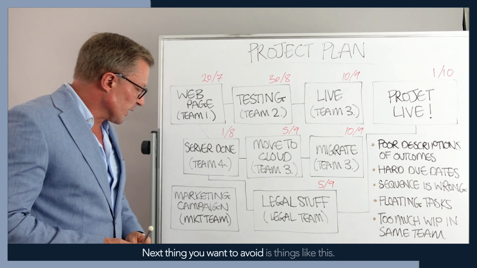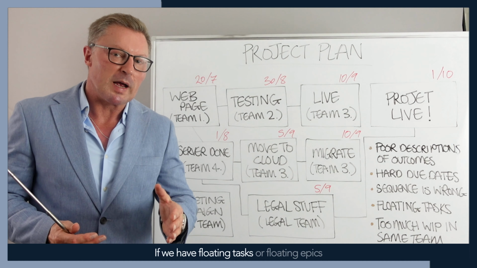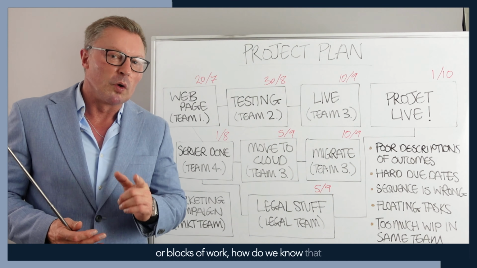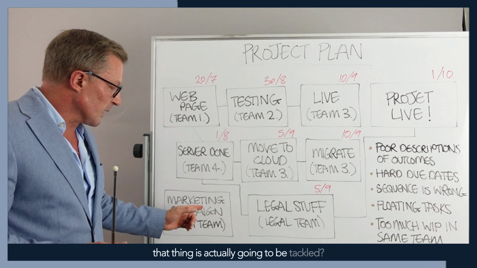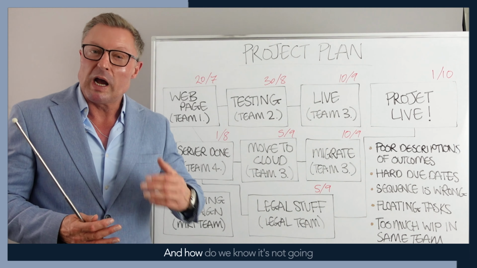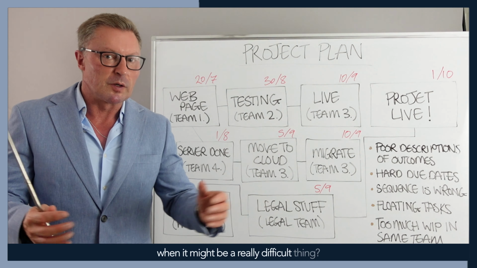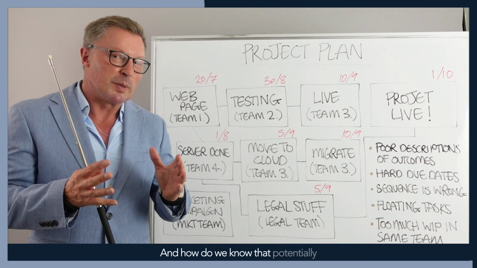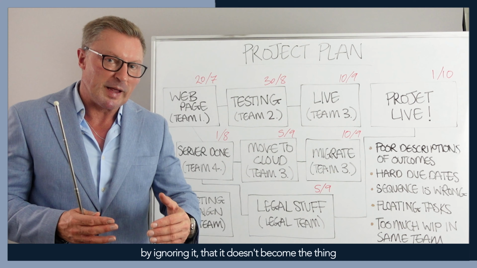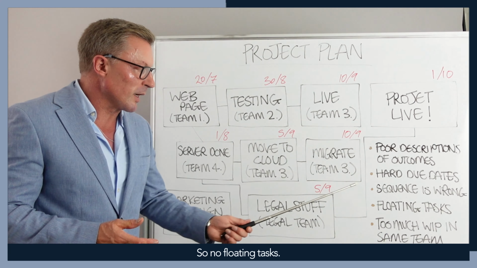Next thing you want to avoid is things like this, floating tasks. If we have floating tasks or floating epics or blocks of work, how do we know that that thing is actually going to be tackled? How do we know the sequence that it needs to be tackled in? How do we know it's not going to be left until the end when it might be a really difficult thing? And how do we know that potentially by ignoring it, that it doesn't become the thing that pushes the project late? So no floating tasks.